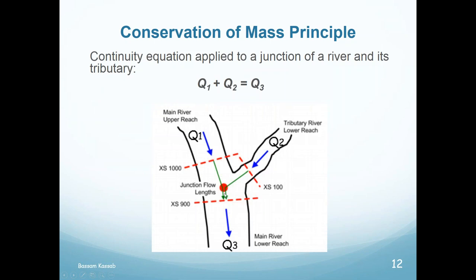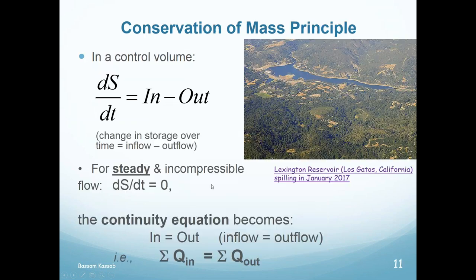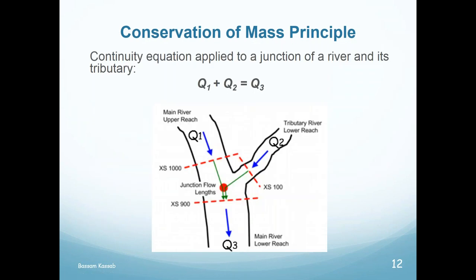This red dot, the hypothetical dot here, doesn't keep water inside it, like the reservoir. So that's why what comes in equals what comes out. And that's the case here when you have steady situation. When you have steady situation, the storage does not change, so it's equal to zero. That's why you say all the flow coming in equals all the flow coming out, as illustrated in this example.